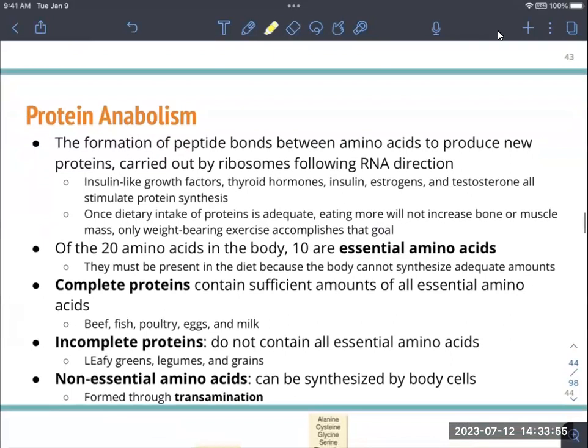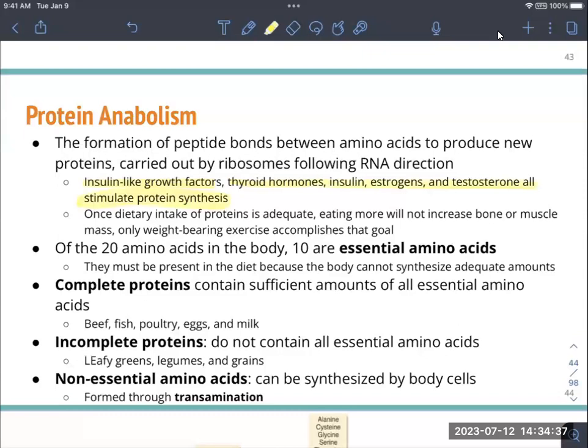So the formation of these different peptide bonds between these amino acids will produce proteins. Amino acids are held together with peptide bonds. They can be carried out by ribosomes. Those ribosomes are going to make proteins. This is how we make insulin-like growth factors, thyroid hormone, insulin, estrogens, testosterone. All of these hormones are going to help stimulate protein synthesis, making proteins.